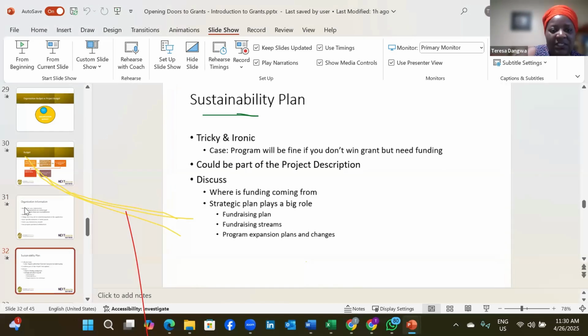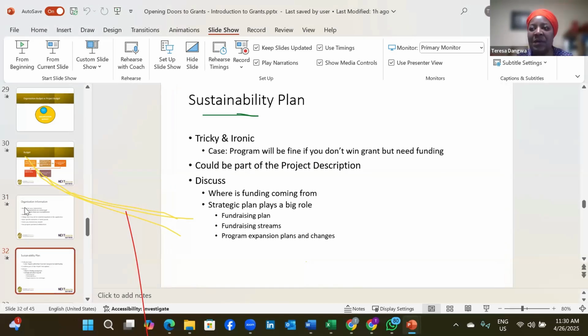Sustainability plan. A lot of times people don't think about a sustainability plan when they are writing their organization. Sometimes even the funders don't include it, but I want to encourage you to include it as part of your appendices, if you will, because it's important to let the funder know that we do have a plan for this organization. Now, if it's a one-time project, then it's different. But if you have an intention of this project continuing in your community, you want to have a sustainability plan.